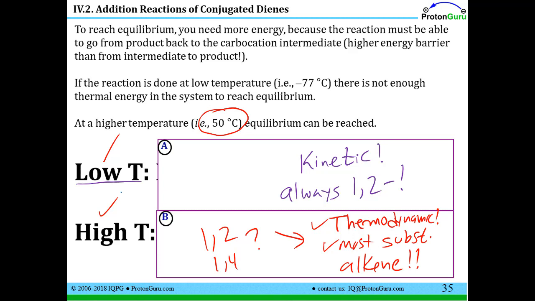In our next lesson, we'll talk about an additional reaction that conjugated dienes can do that isolated alkenes cannot do by themselves.